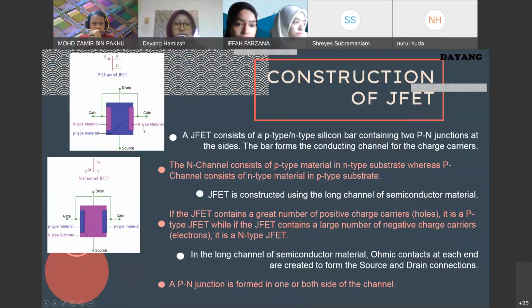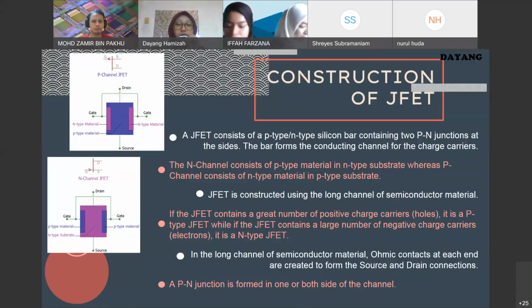JFET is constructed using a long channel of semiconductor material. If the JFET contains a great number of positive charge carriers, which is holes, it is a P-type JFET. While if the JFET contains a large number of negative charge carriers, which is electrons, it is an N-type JFET.